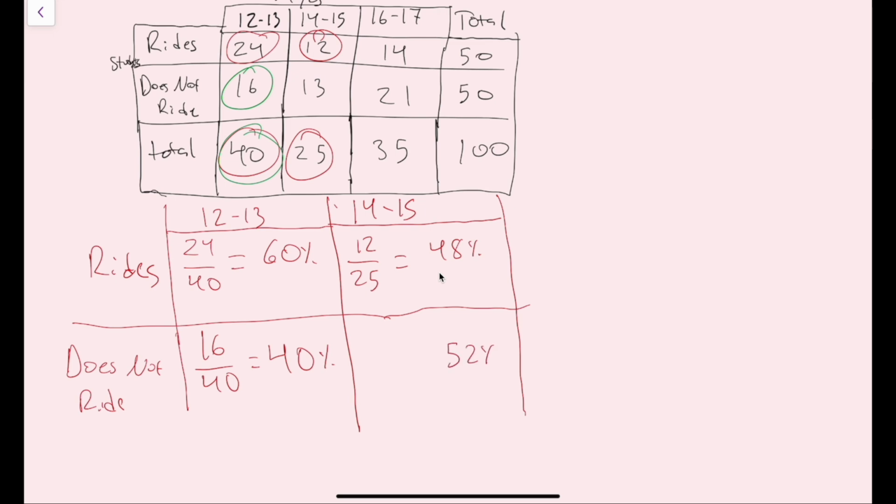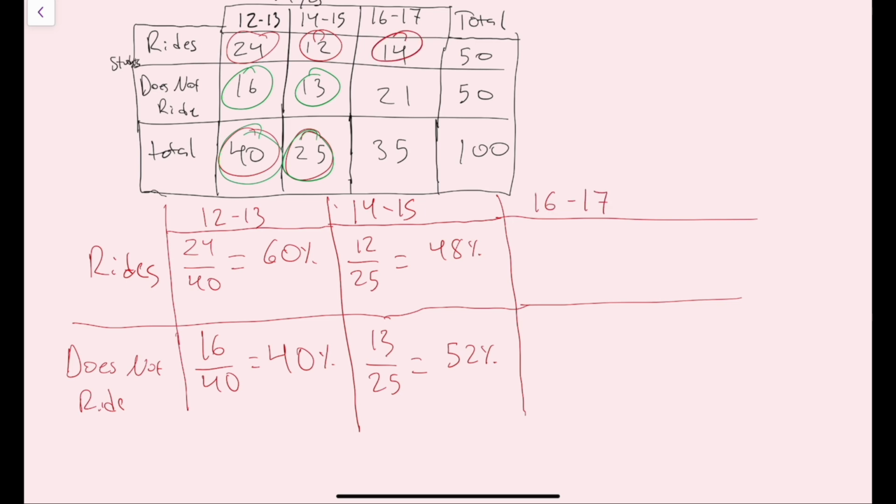But let's figure out the fraction that makes that work. If I do 13 out of 25, that is equal to 52%. Once again, if I multiply 4 on the top and bottom, 13 times 4 is 52. So 52% of students ages 14 to 15 do not ride the bus. And then I'm going to extend my table once more. So this is going to be 16 to 17.